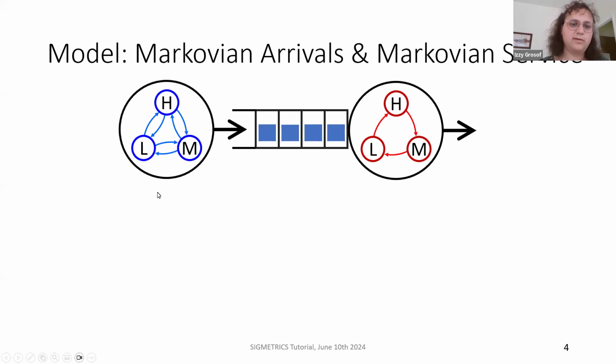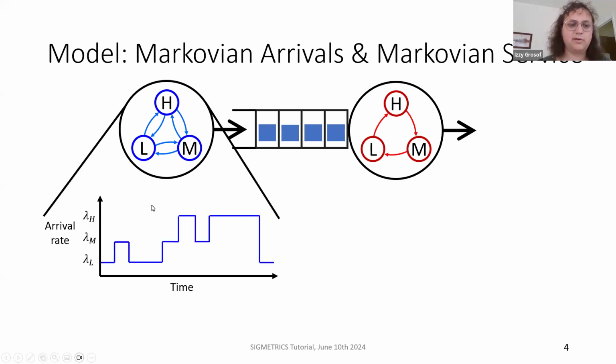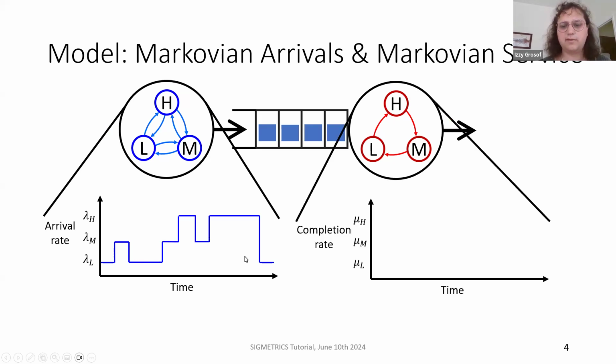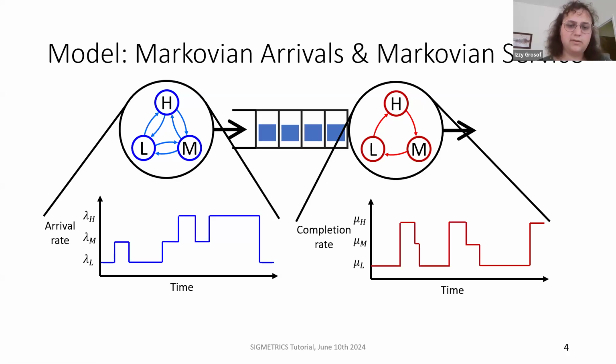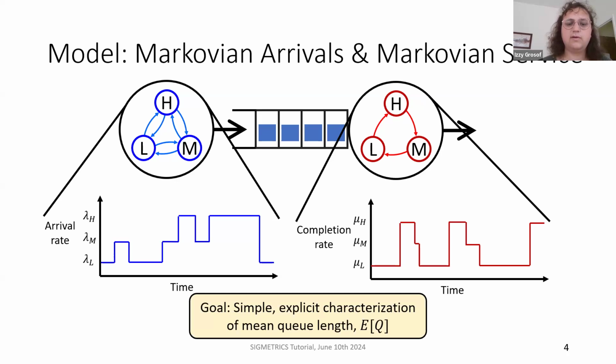And if we zoom into this arrival chain, really what's going on behind the scenes is we have a bunch of different possible arrival rates, and the system will fluctuate between them according to the CTMC and thereby change over time. And something similar happens with the completion chain. And our goal in this talk is going to be a simple and explicit characterization of mean queue length. So we want to understand the performance of this system.